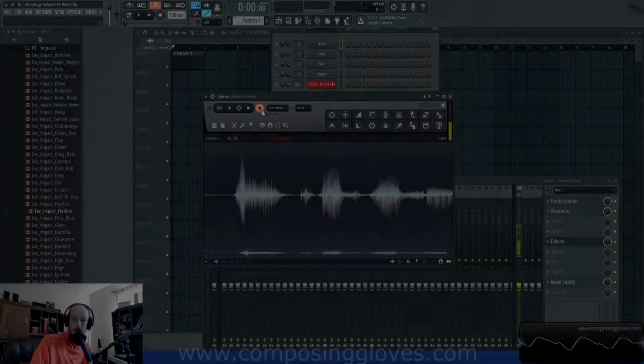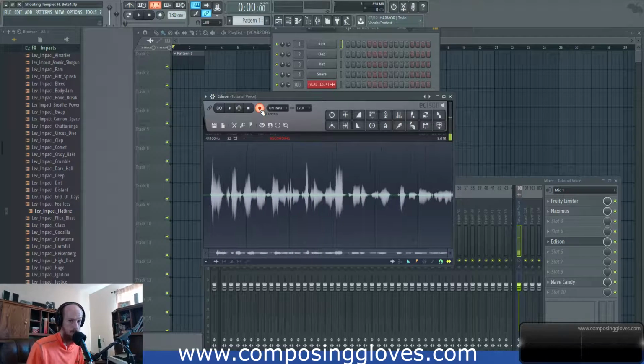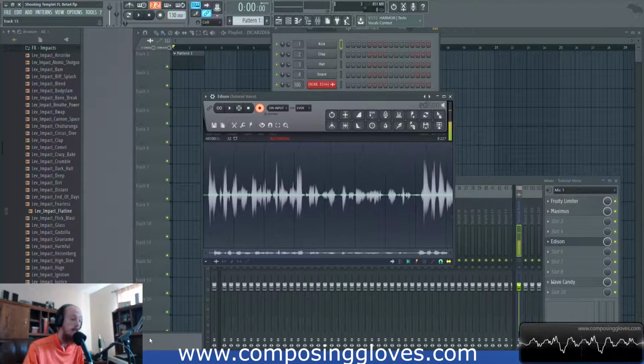Hey, Composer Gloves here, and today we are going to be touching the half cadence, or talking about it. I don't know what it'd be like to touch it. So, what is a half cadence, you ask?